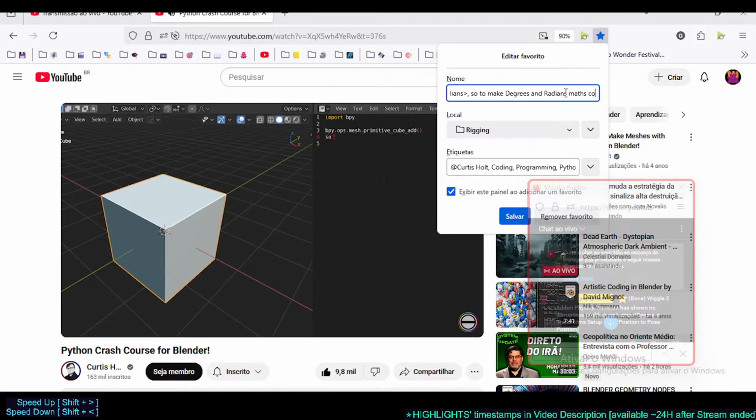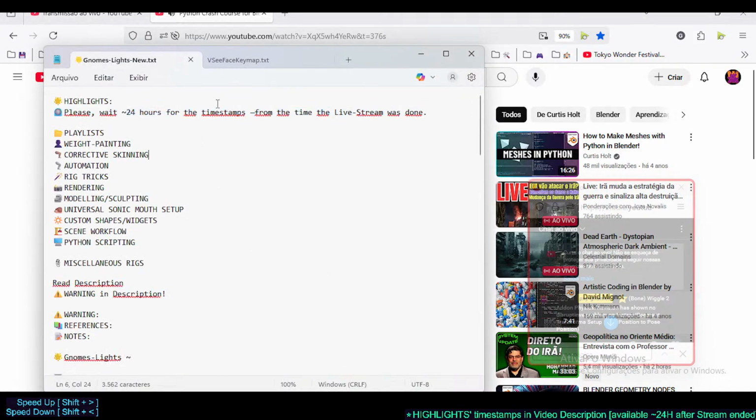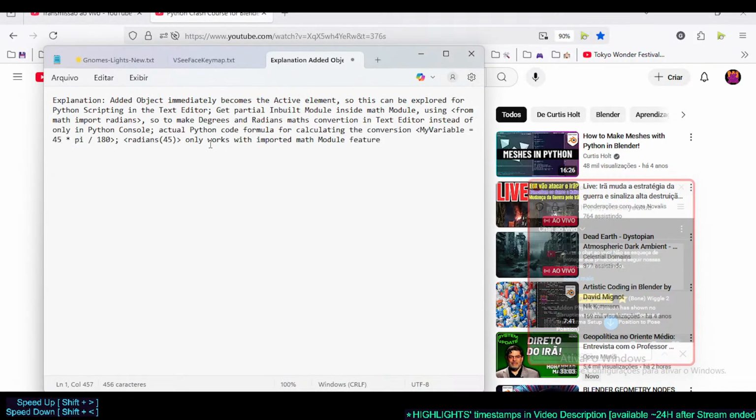So I could write here so equals bpy.context.active_object. So now after we've created the cube, I have more notes here that seem more important. Added object runner, so this can be explored finally in the text editor. It's a dense comment here. Get the partial inbuilt module inside math module. Okay, it's importing from math import.